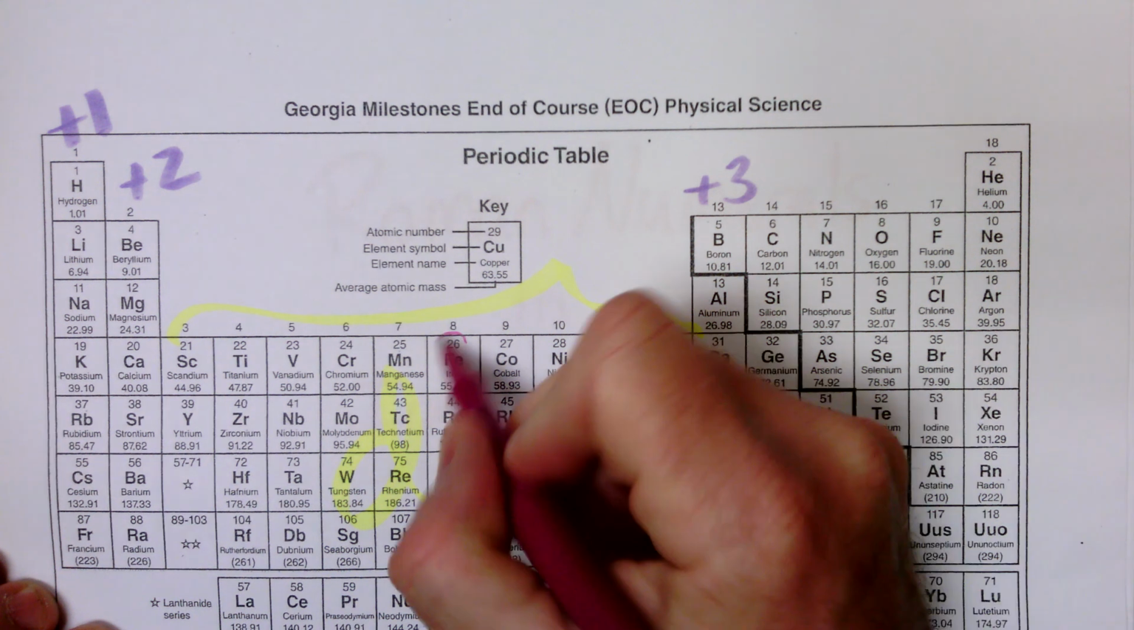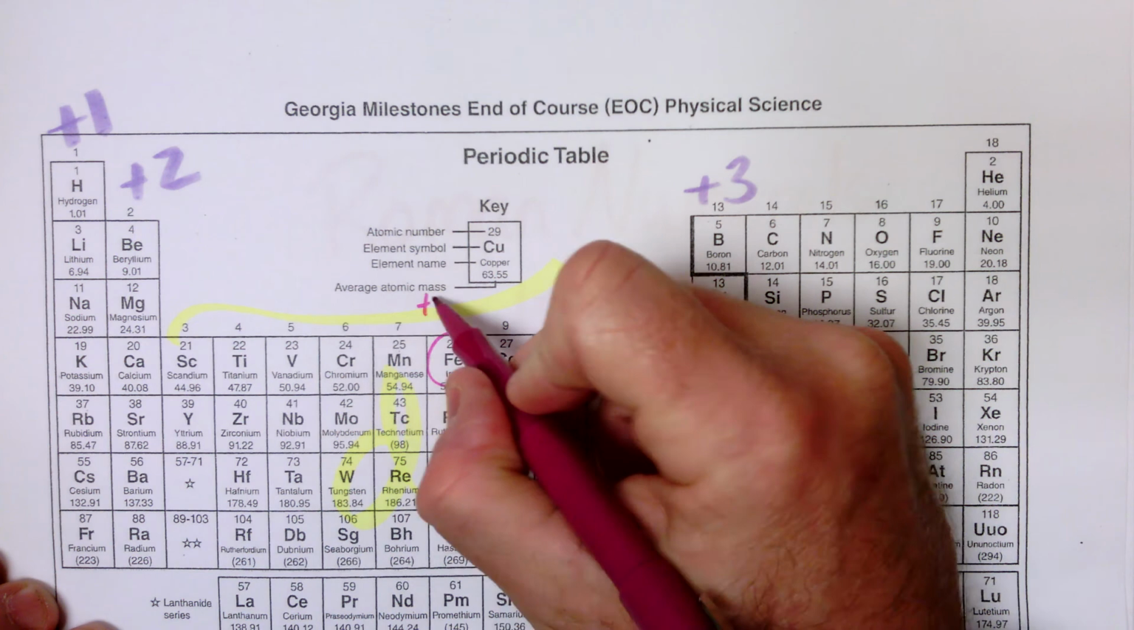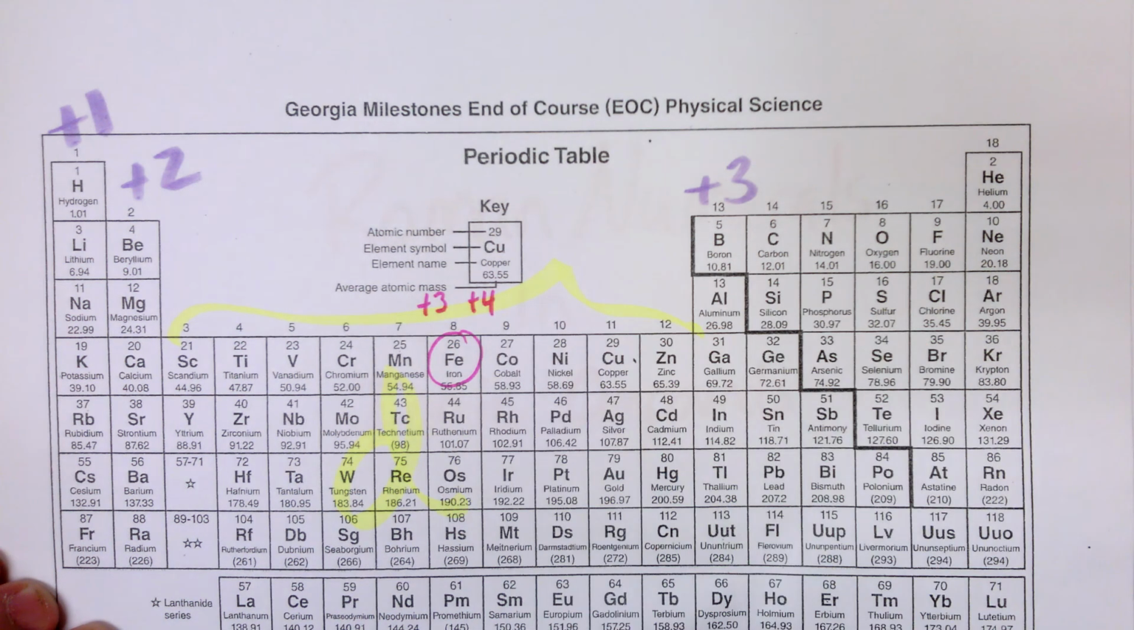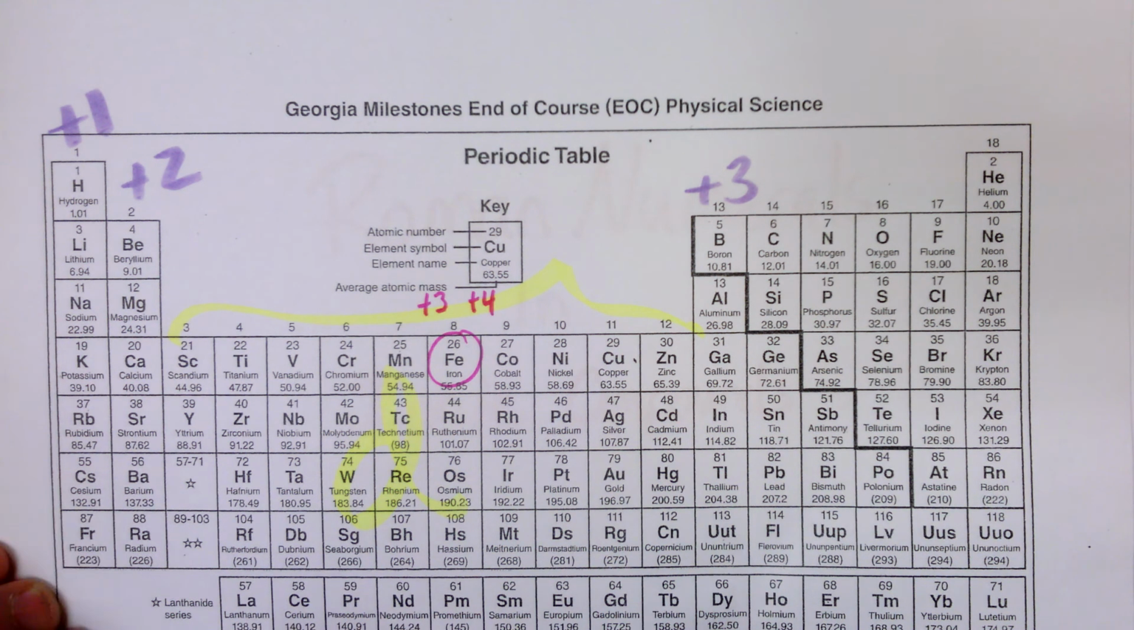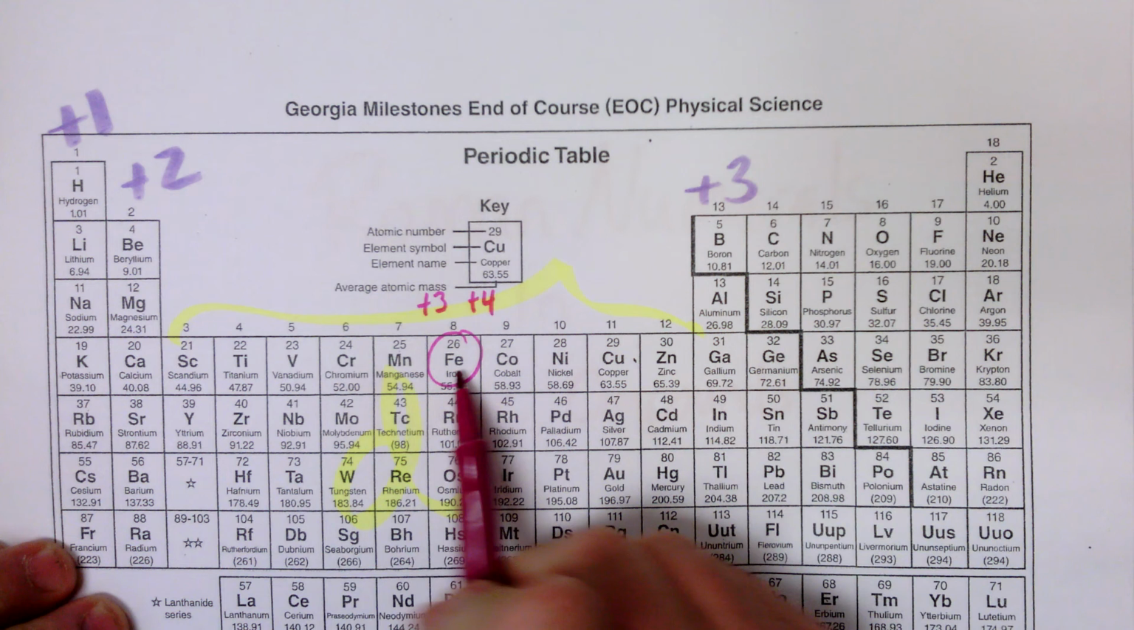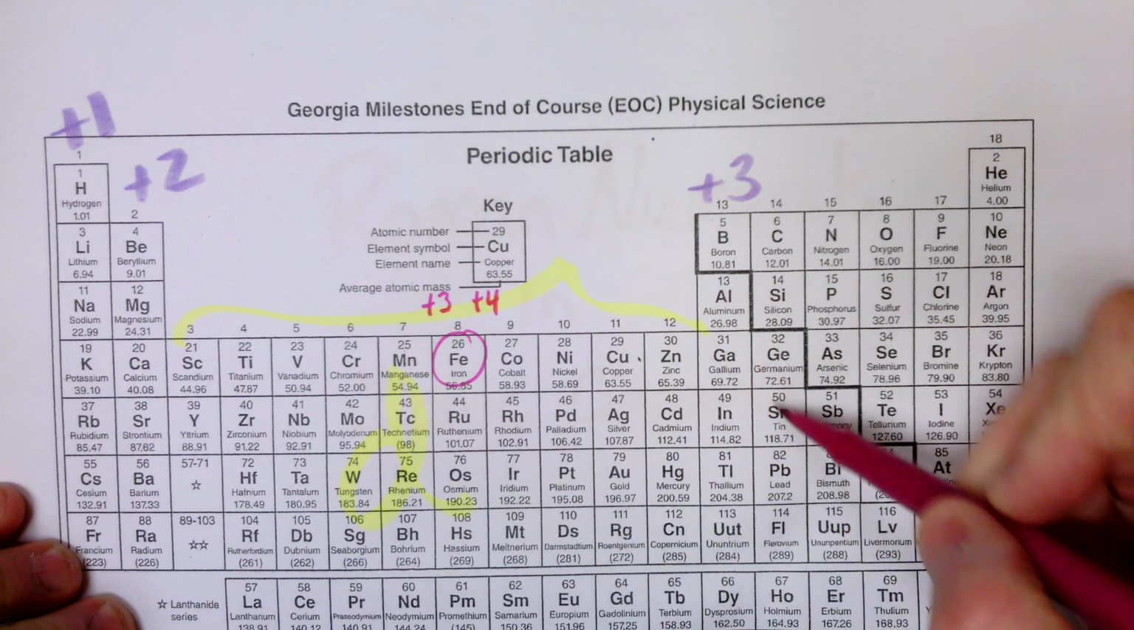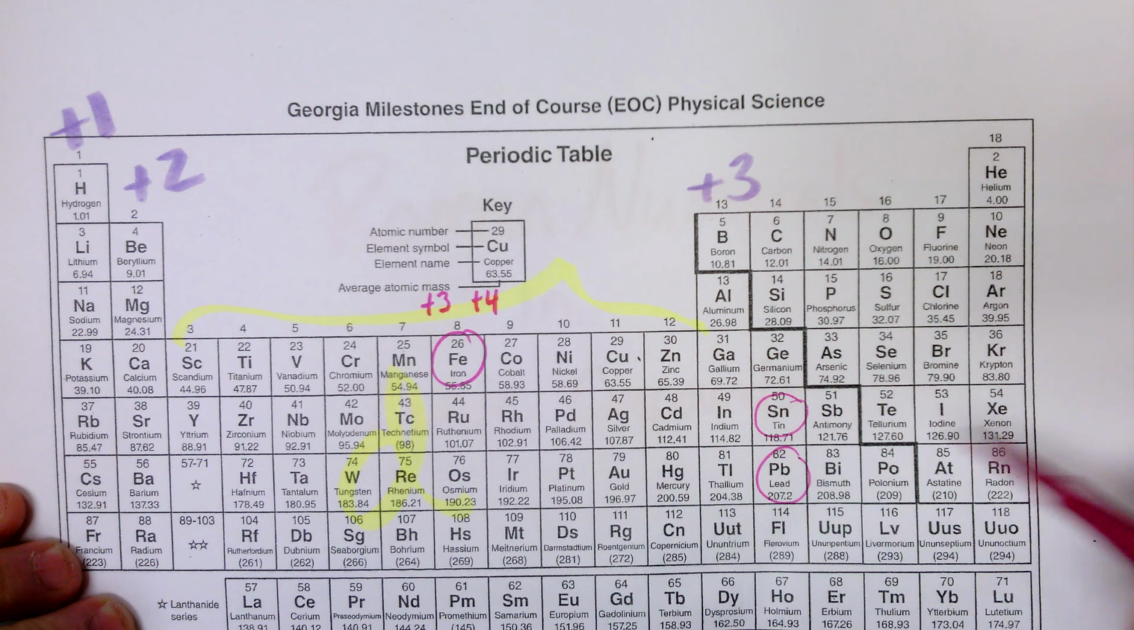For example, iron here. Iron can be either a +3 or a +4 for its oxidation number. It can either be a +3 charge or a +4, depending upon does it give 3 electrons or 4 electrons. And it changes depending upon a lot of other factors, which you don't need to worry about. You just have to realize that all of these guys here in the middle, and to a lesser extent, some of the ones over here like tin and lead, they can give more than one number of valence electrons. So we have to have a way to say how many is that element giving.